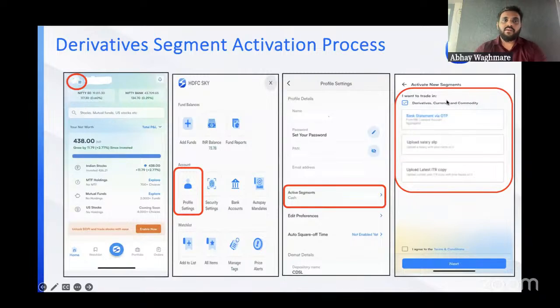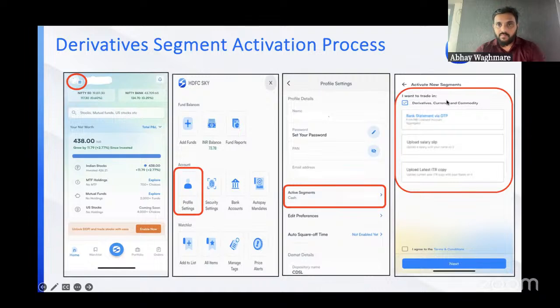So moving to derivative segment activation process. Now, I would like to inform you that if you wish to trade in derivative segment, it is important that your segment should be activated first. If the segment is not activated, you won't be able to trade in the derivative segment, that is the futures and options segment. Okay. Now, how to activate the derivatives?